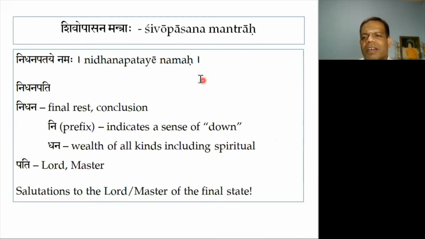Nidhanapataye namaha. Nidhanapataye namaha. Nidhanapataye namaha.